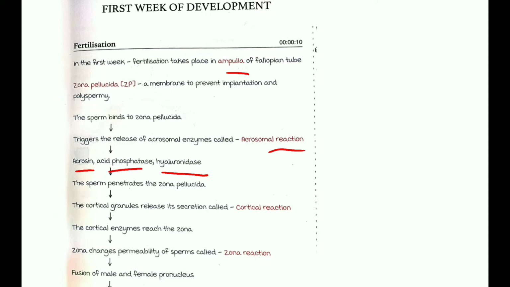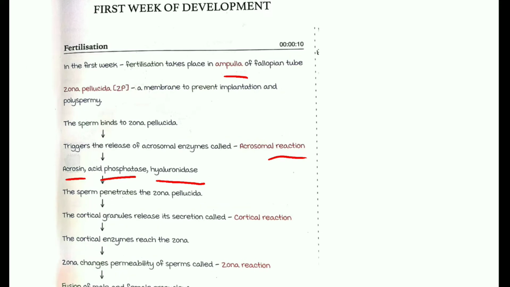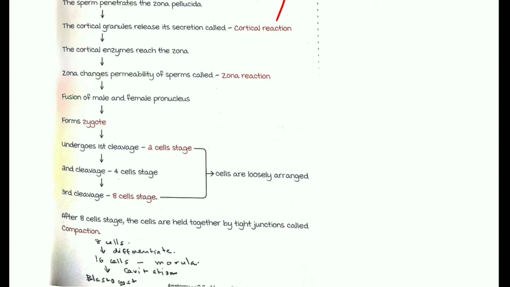Thereby, this zona will not allow the entry of sperm. Because of this reaction, we are able to prevent polyspermy, because now the zona is impermeable to sperm. So first of all there was the acrosomal reaction, then the cortical granules released their secretion, which was the cortical reaction, and then there was the zona reaction. These were the reactions taking place.